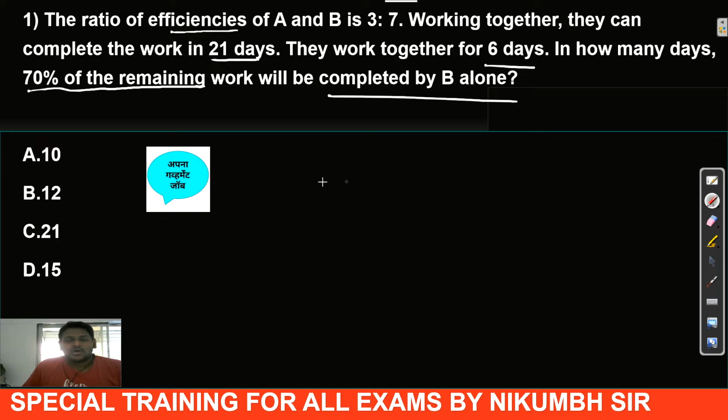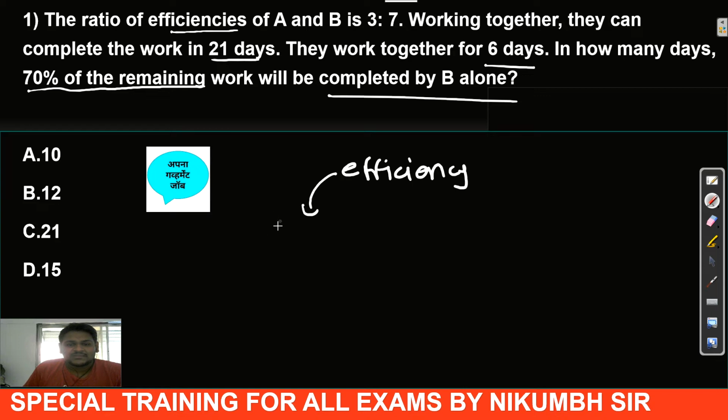Now in the exam you can do this question without even lifting your pen. It is a very easy question, but first we will discuss the concept, and then I will tell you how you should attempt this question in the exam. Before going to the question, you should know the meaning of efficiency. I will explain it to you.